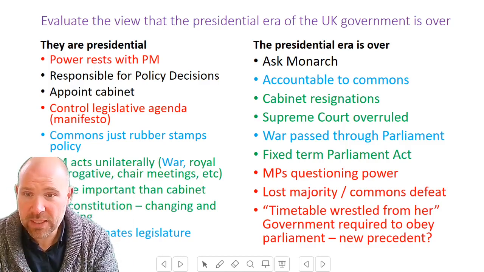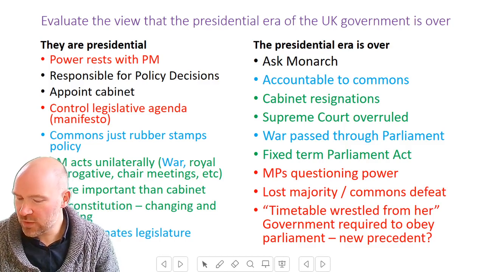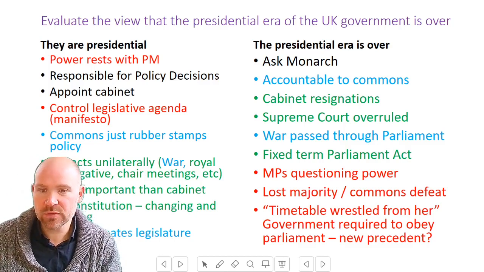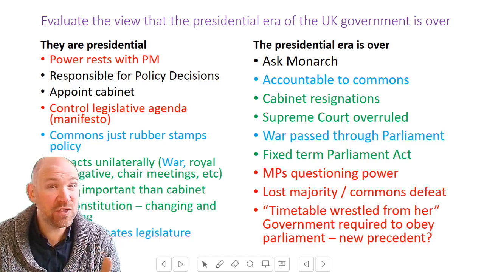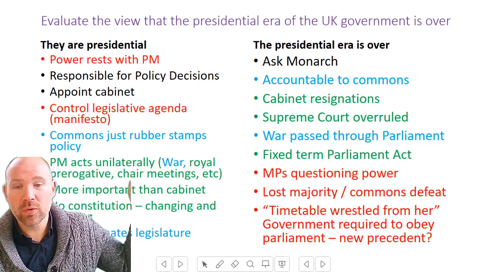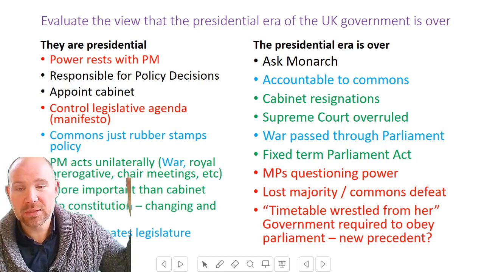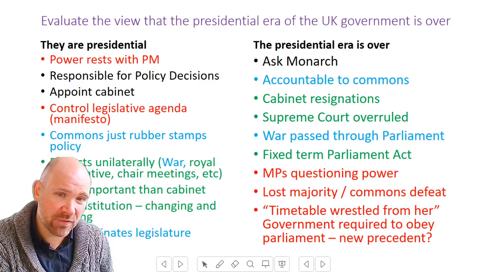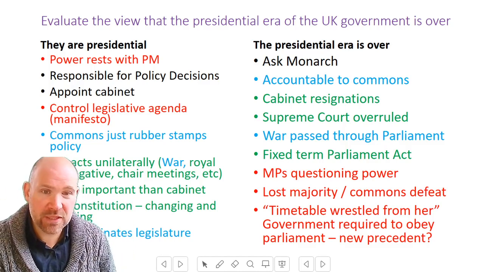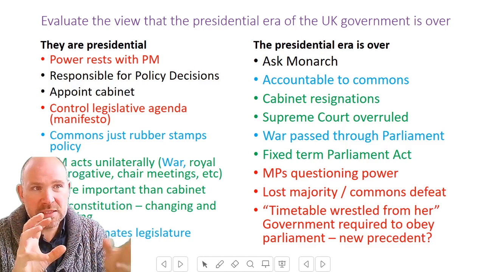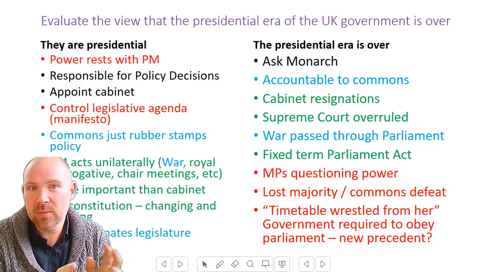My section 3, carrying on forward, is where I thought I'd shove loads of stuff together, because the source ends up listing lots of their little powers, formal powers, if you like. So this has got a formal power: declaring war, royal prerogative, chairing meetings, appointing cabinet, and the fact that there's no constitution, so it's growing. This is then countered by the fact that they get resignations from cabinet, they've been overruled by the Supreme Court, the Fixed Term Parliaments Act. So this is basically to do with, to what extent does the Prime Minister have formal powers?